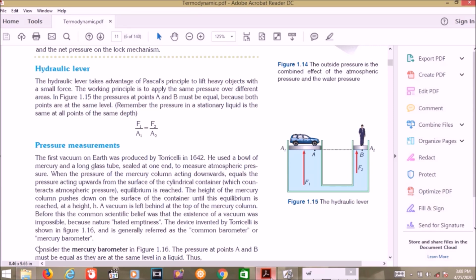Today, in this video, I will continue. This is part 2 about static fluid. I will continue our discussion. If you are seeing this video for the first time, I suggest you see my first video, part 1, because this is the continuation from part 1.